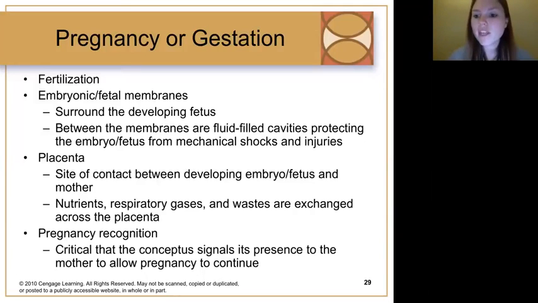And so once that fetus develops, it has to signal back to the mother that pregnancy has occurred so that the corpus luteum will remain and progesterone will be produced to maintain that pregnancy to term. And other things in the reproductive tract will also start happening to maintain that pregnancy. The pregnancy recognition is an extremely critical process of pregnancy and gestation.